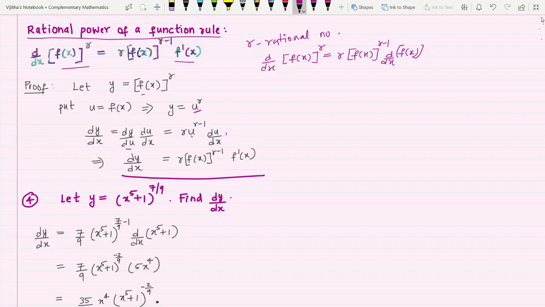What is du by dx? Du by dx is derivative of u with respect to x. u is f of x. So du by dx is f dash of x. So we have proved that dy by dx is r into f of x whole raised to r minus 1 into f dash of x.